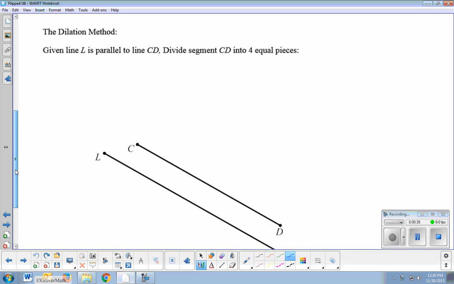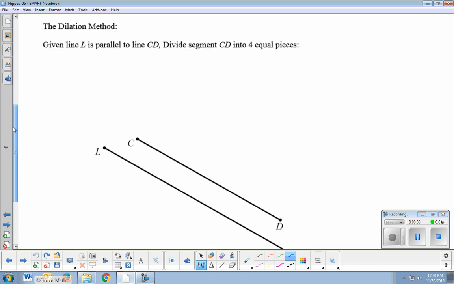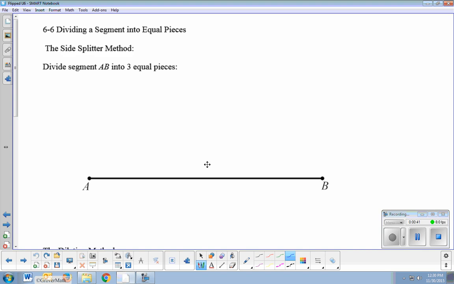The dilation method involves a given parallel line. The side splitter method does not. Now, you could always construct a parallel line and then use the dilation method, but you're going to see that they're kind of similar in that way. And to take the time to create a parallel line, well, we're actually going to be creating parallel lines anyways, so you'll probably be tested on both of these, so you need to know them both, but they both accomplish the same goal.